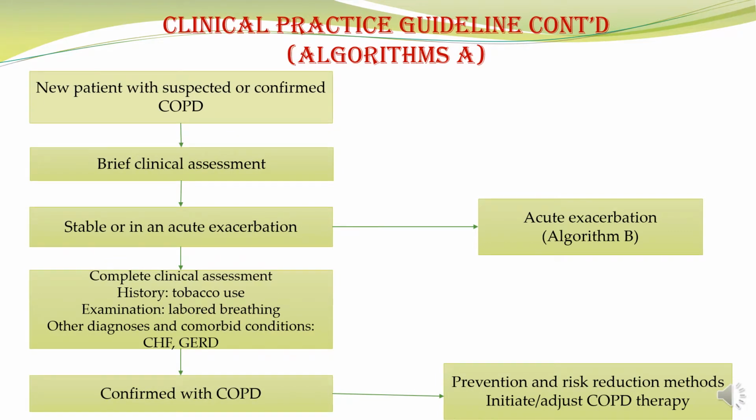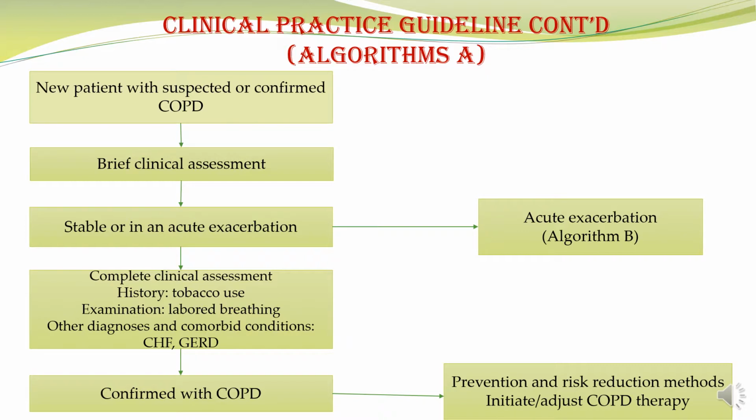This clinical practice guideline includes algorithms designed to best facilitate clinical decision-making for the management of COPD. A clinical algorithm diagram, guideline recommendations, and contents are described step by step. When a new patient with suspected or confirmed COPD presents at the primary care office, a provider performs a brief clinical assessment to determine if the patient is clinically stable or in an acute exacerbation. If the patient has an acute exacerbation, the management will be discussed in algorithm B.